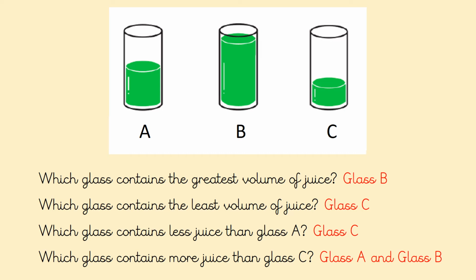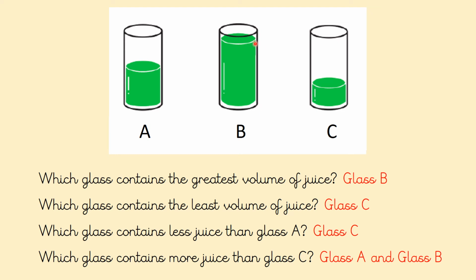So, some answers. Which glass contains the greatest volume of juice? It's glass B. I'm going to get my little red dot up and we'll have a look at why. So, the reason glass B is the correct answer is because if we compare the three glasses and how high the green juice goes, glass B has the volume that goes up the highest. All three of these glasses are the same, so we can compare how much of them is full. And glass B, the juice fills the most of it. It goes up the highest.